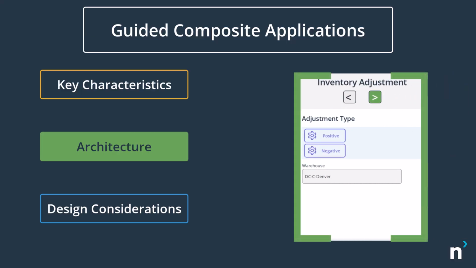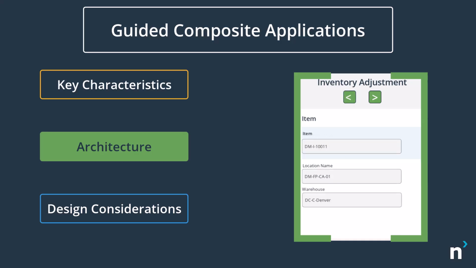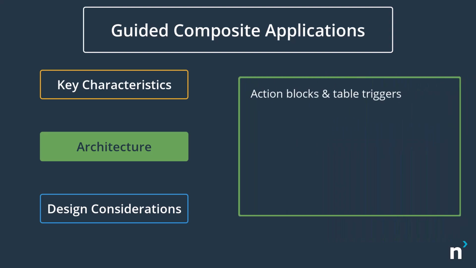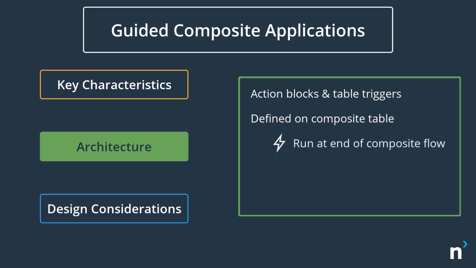The entire guided composite flow is treated as a single transaction boundary. Data entered in earlier prompts becomes available in later prompts through common fields shared between application tables. This means a value entered in the first step can be referenced in the third step without requiring the user to re-enter it. Action blocks and table triggers defined on the composite application table run at the end of the composite flow. Action blocks and table triggers defined on individual application step tables do not run.